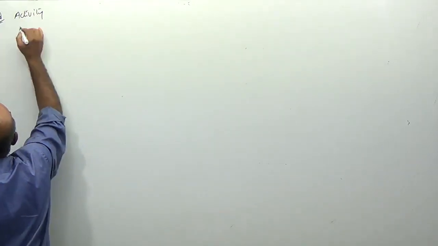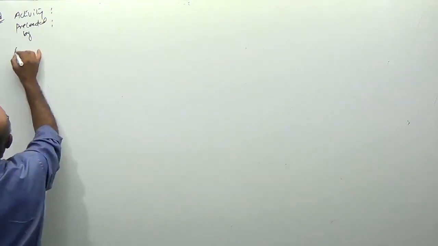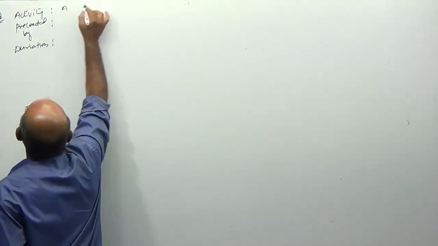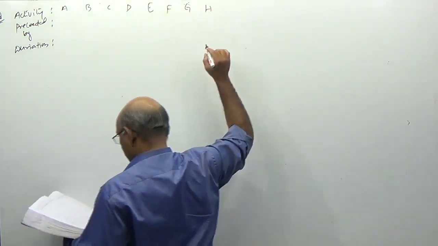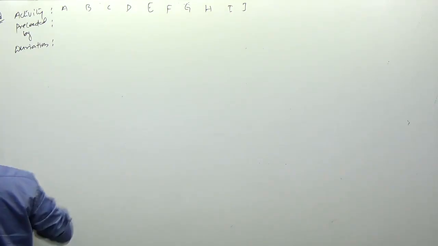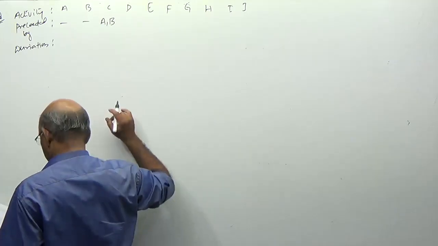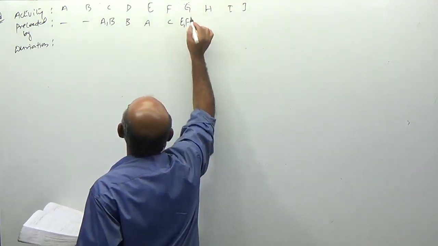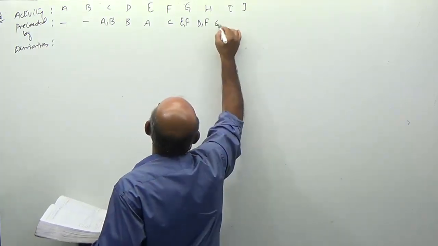Activity, preceded by, duration. The activities are A, B, C, D, E, F, G, H, I and J. Preceded by: dash, dash, A comma B. This is B, A, C, E comma F, D comma F, G comma H, I.